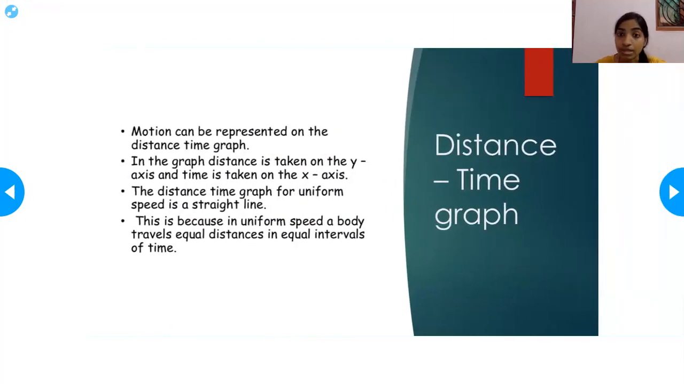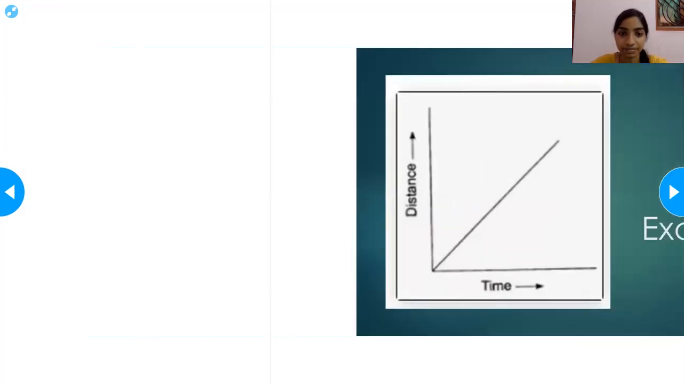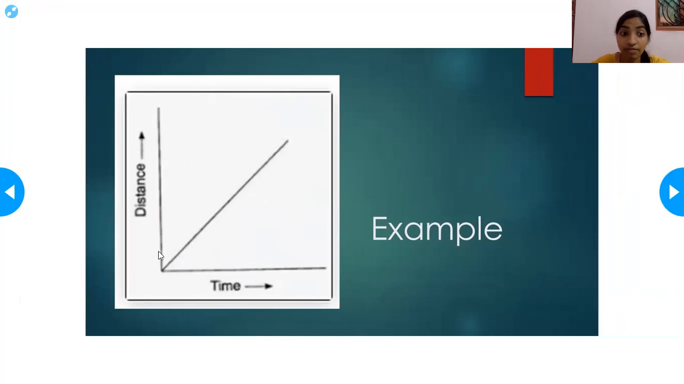Another important topic is the distance time graph. Motion can be represented on a distance time graph. And this graph, as a normal graph, has an x-axis and a y-axis, and the distance time graph is also in the same category. And it is usually a straight line for uniform speed. That is, if it is moving at fixed distance and fixed intervals of time. Let's see how the graph looks like. This is an example of a distance time graph where you have distance on the y-axis and time on the x-axis. And since the object is moving equal distance in equal intervals of time, it is an example of a uniform motion distance time graph.